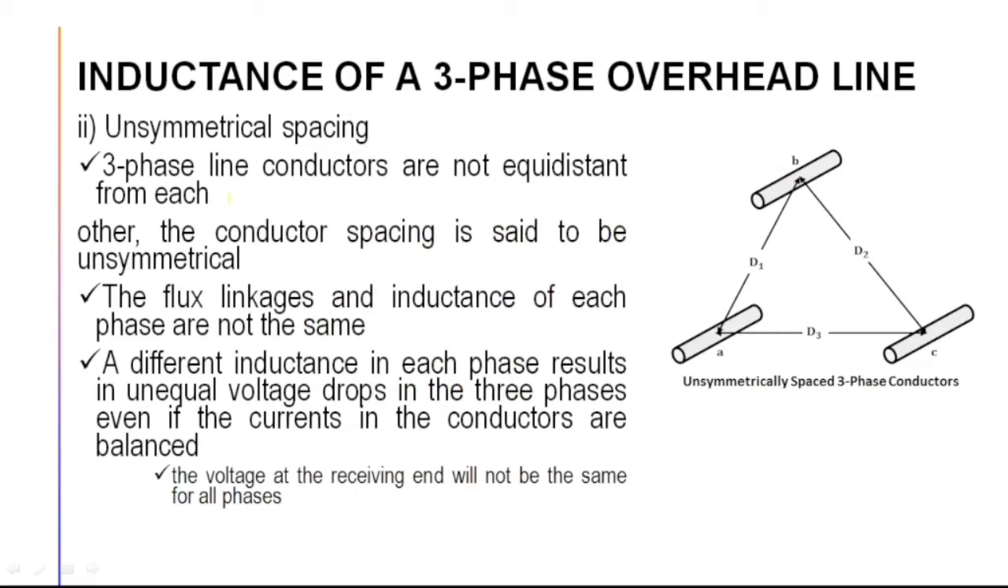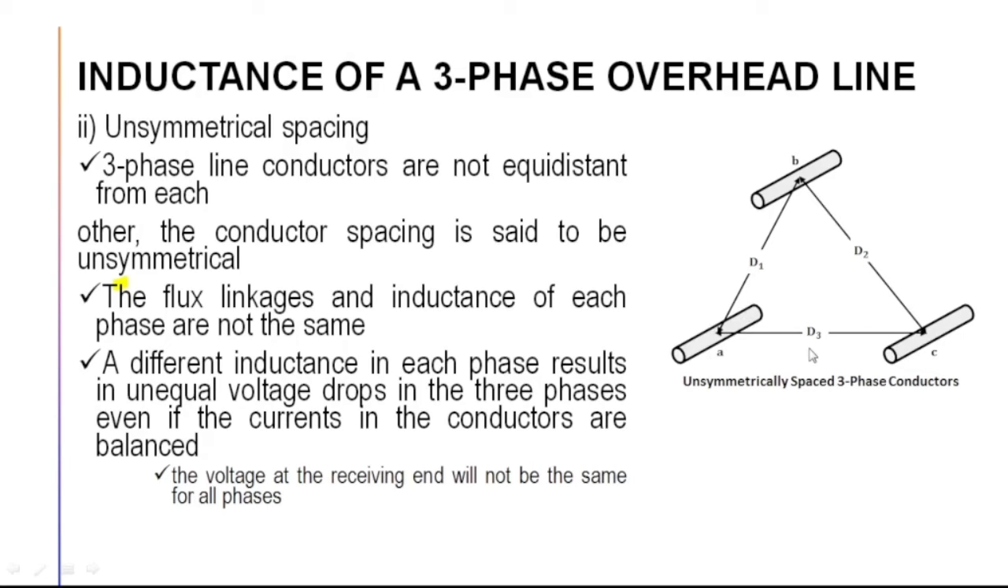And we have to discuss the next one, that is inductance of a 3-phase overhead line for unsymmetrical spacing. These 3-phase line conductors are not equidistant. You have already discussed it in the previous slide, that is the spacing of these conductors. This is conductor A, conductor B, conductor C. These conductors are unequally spaced. We do not have equal distance between these three conductors. This is the distance D1, this is D2, this is D3.